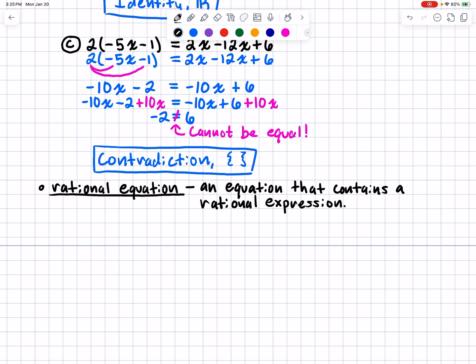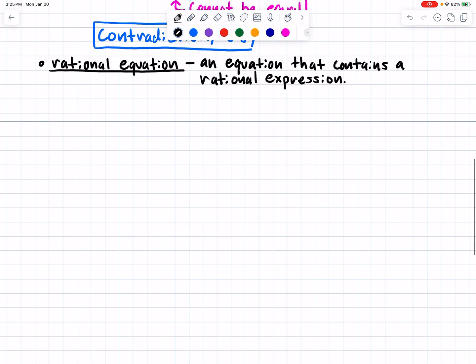And you will be asked to solve these rational equations. So, why don't we just test one out here? So, example.